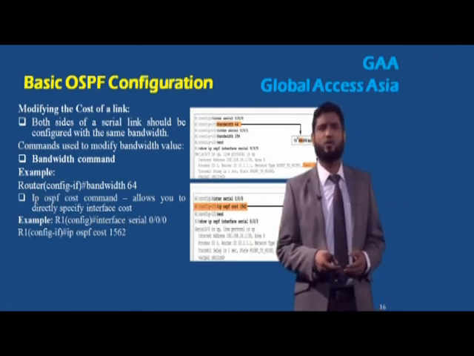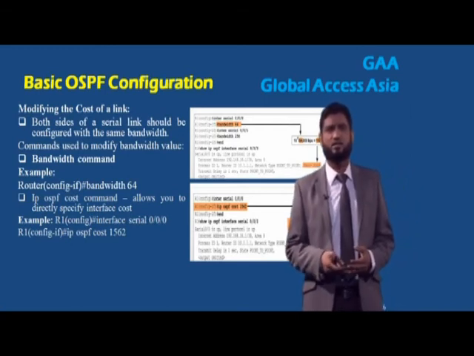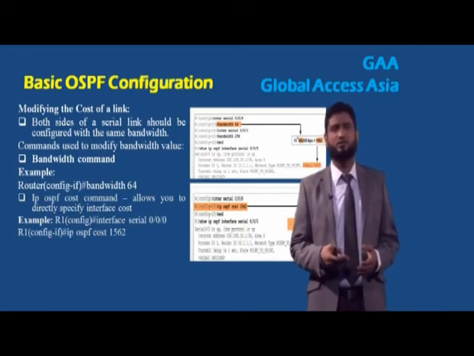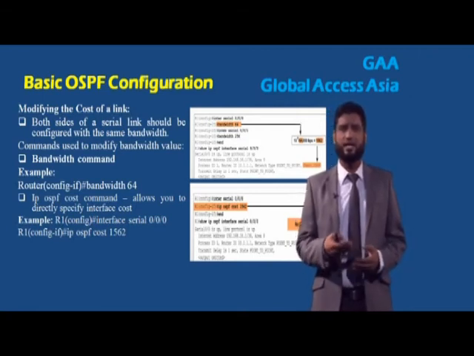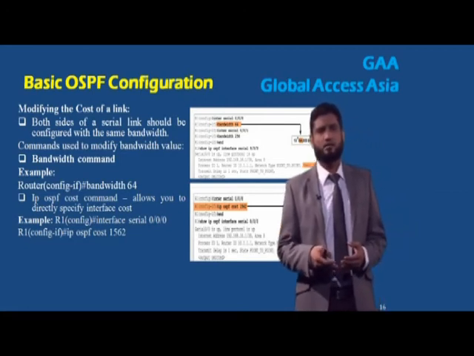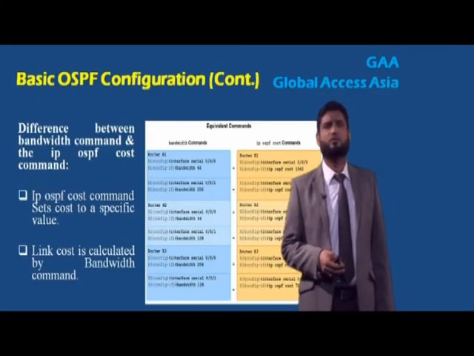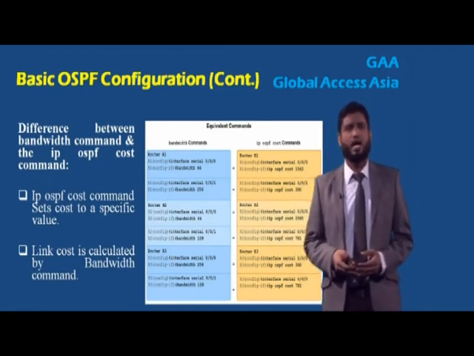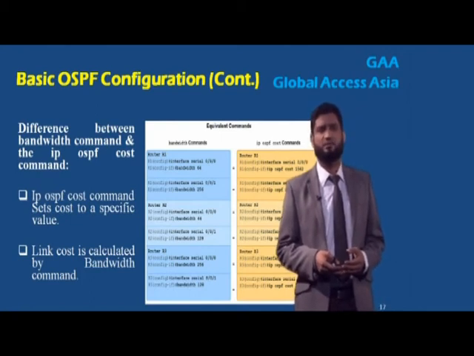The ip ospf cost command allows you to directly specify the interface cost. From the serial interface you can write ip ospf cost 1562. 10 to the power 8 divided by 64 is 1562, so you can write either bandwidth 64 or the metric ip ospf cost 1562. Basic OSPF configuration: the difference between the bandwidth command and the ip ospf cost command. The ip ospf cost command sets the cost to a specific value, while link cost is also calculated by the bandwidth command.